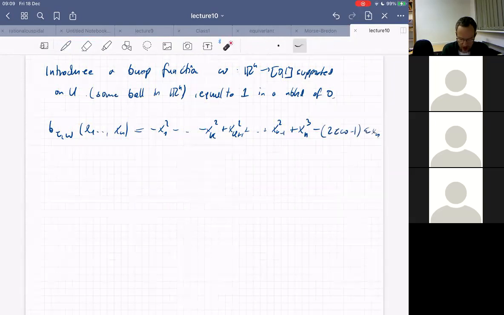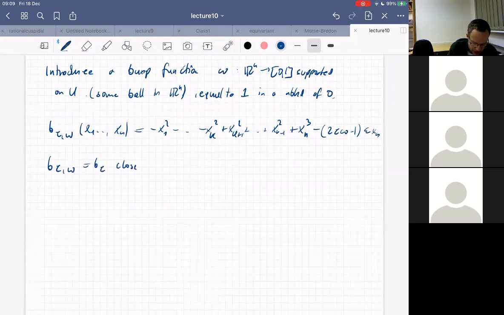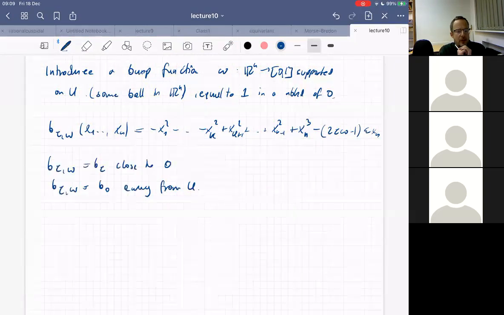So what is happening, if I introduce here this parameter omega, then my function b tau omega is equal to b tau close to 0, and b tau omega is equal to b0 away from U. Okay, that is what we are doing here.